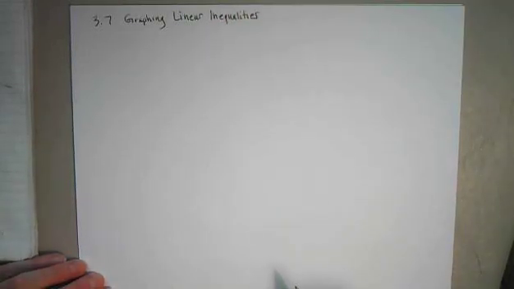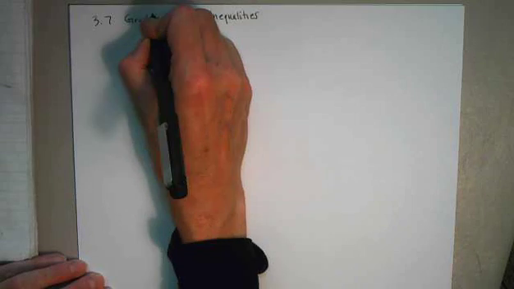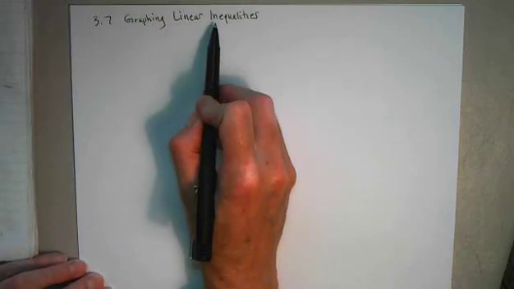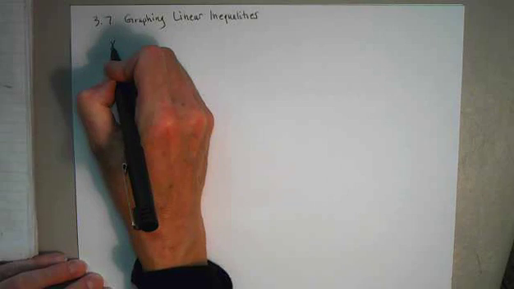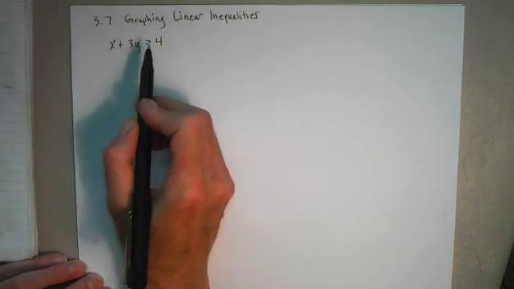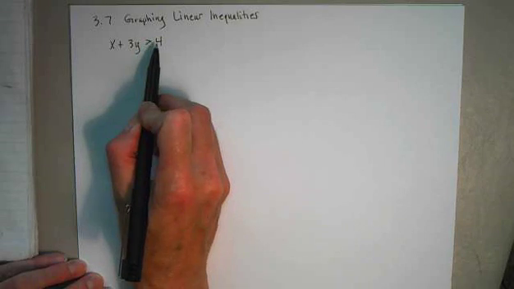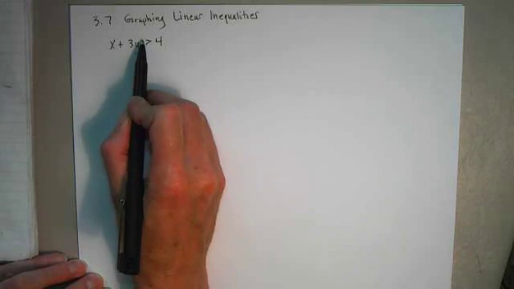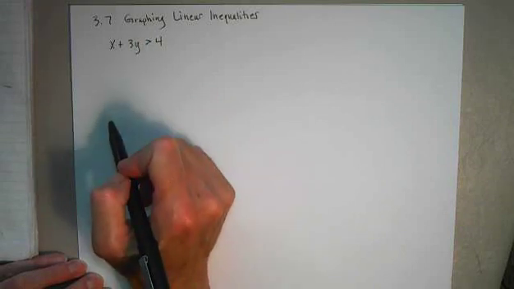3.7 is called graphing linear inequalities, which is an unequal. So instead of an equal sign, now we're dealing with the unequal sign, or the inequalities that look like this. So instead of seeing an equal sign right there, you just see a greater than or less than. But to graph the line, it's the same. But then what you're going to say is everything greater than the line or less than the line.